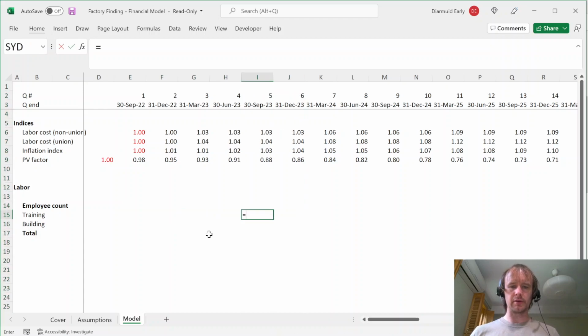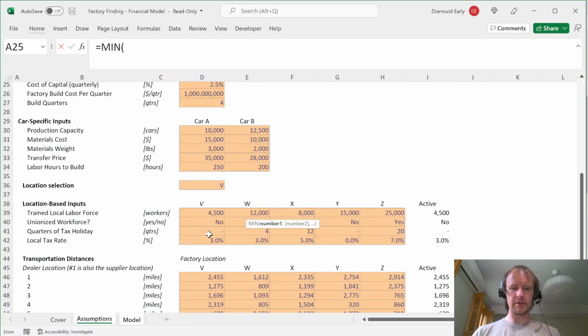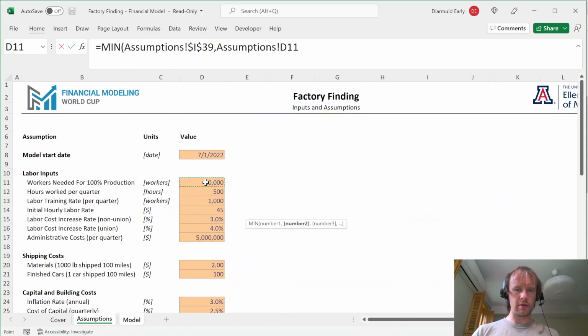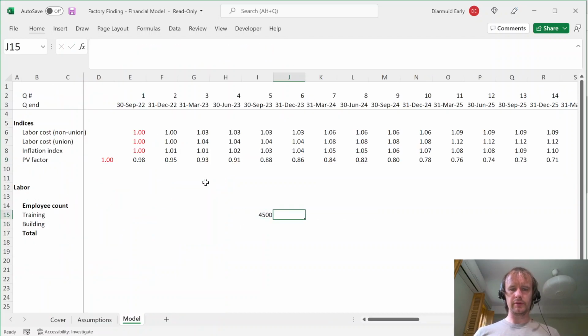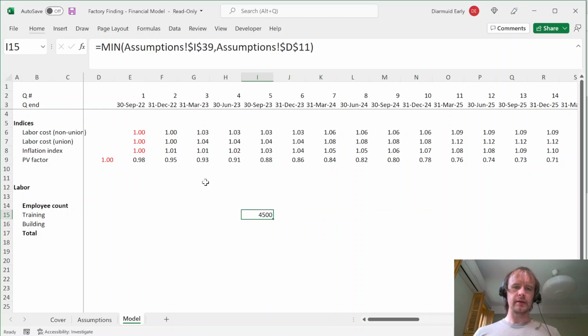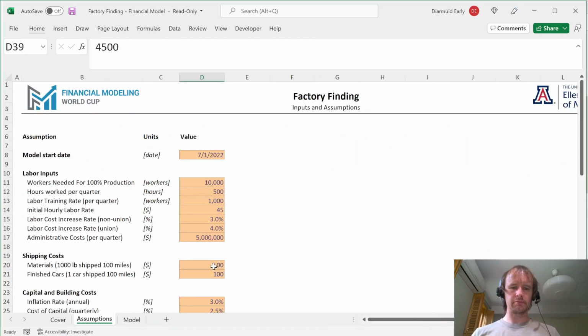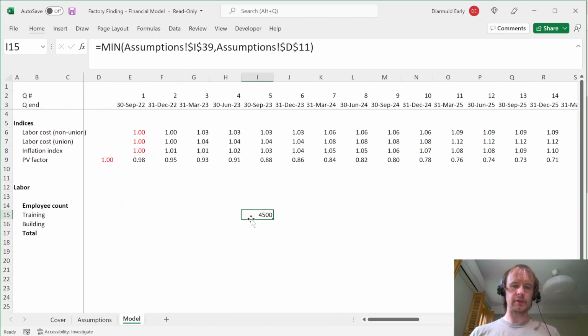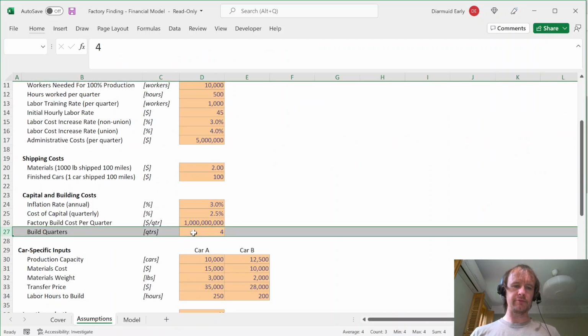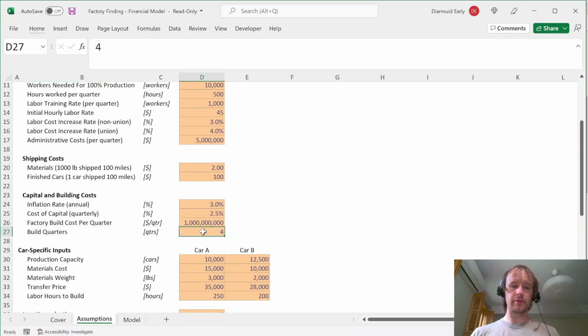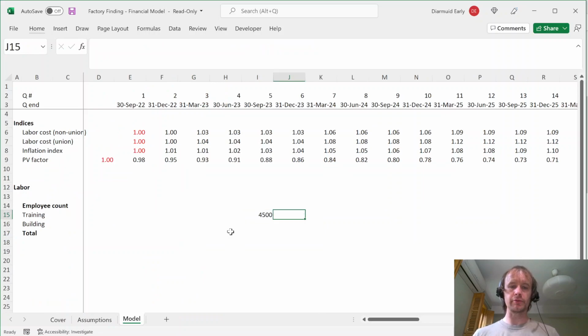So you could just come here and say, equals the min of the active number of local workers and 10,000, which is the most that you need. And then you could do a different formula after that. The one challenge about that is, by the way, in a competition, that is exactly what I would do. It's just get it done. But the way this is set up, we've got a variable here which is build quarters. So in theory, what if we ended up spreading the build out over more quarters? We'd want this to move over by 1.